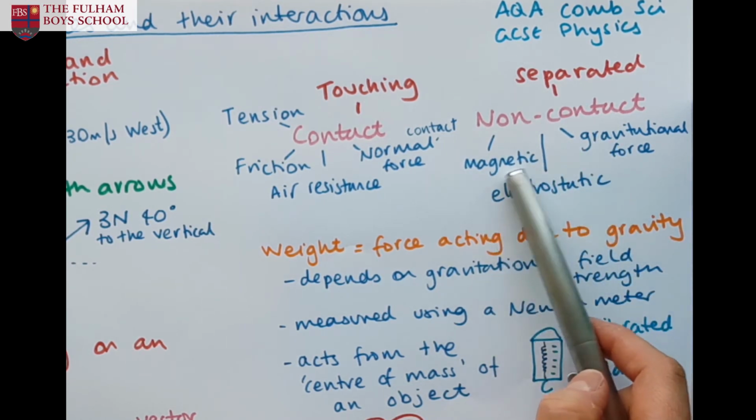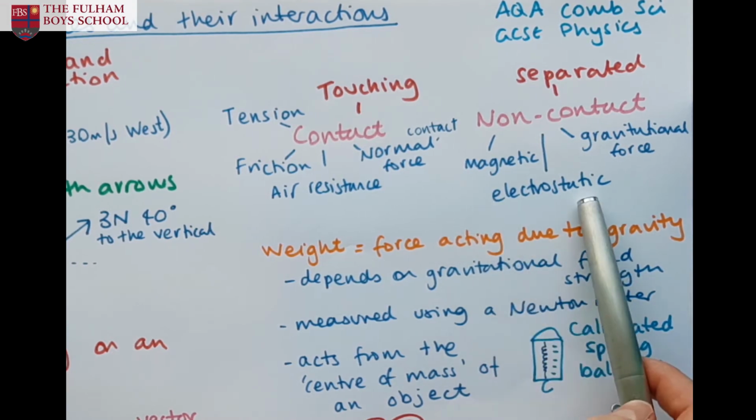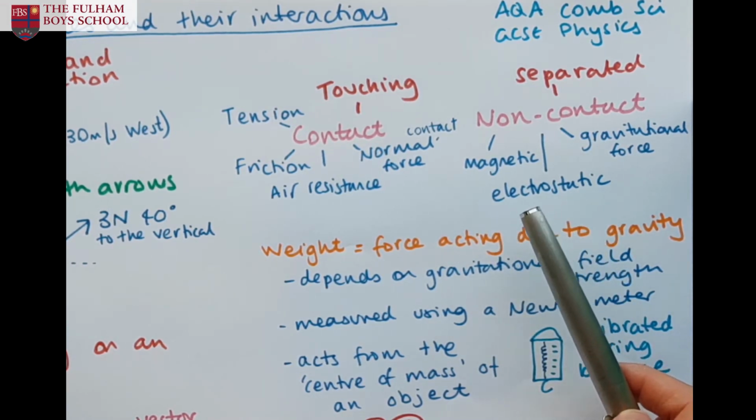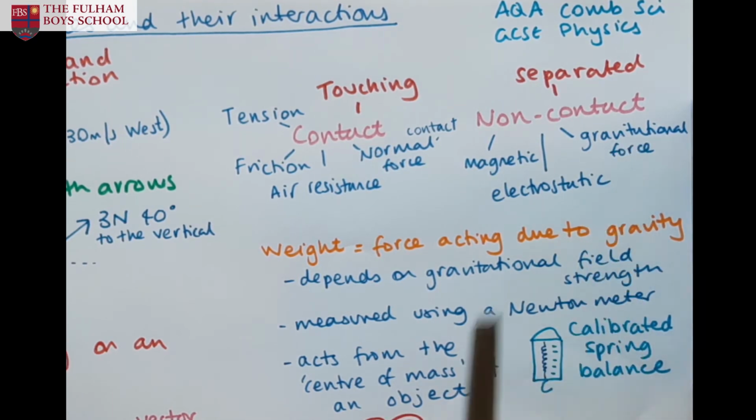Non-contact forces include magnetic forces, so north poles, south poles. Electrostatic, that's positive, negative charges. They don't need to touch. And the gravitational force, which acts between any object with mass.